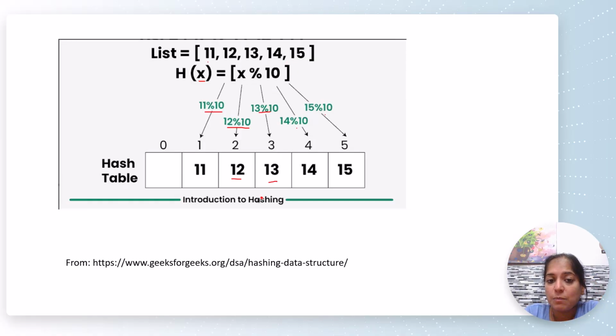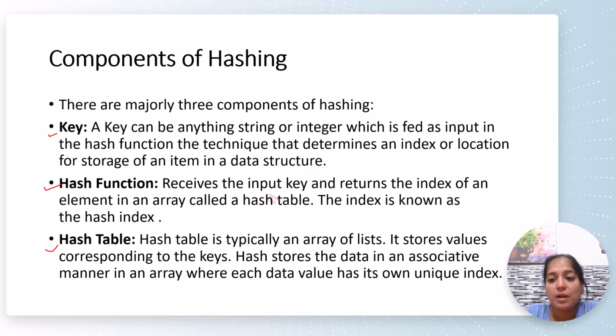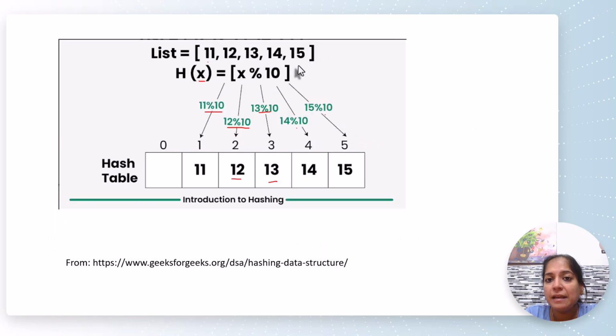Then the next component is the hash function. A hash function is a function which takes your key as the input and returns an index, that is, at which index the value should be mapped in the array. For example, here this is our hash function. We are taking x modulo 10. So this is the hash function which returns the index at which our value should be mapped.